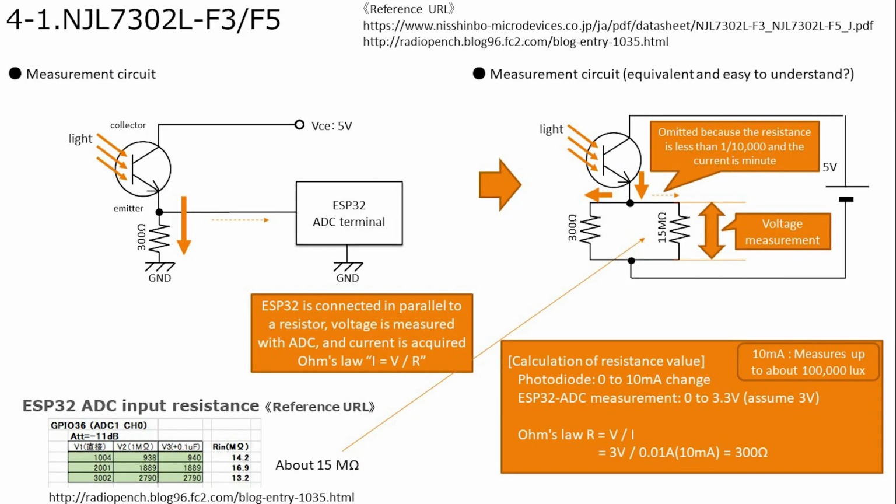Move on. Since it is difficult to directly measure the flowing current, the current is calculated by measuring the voltage applied to the resistor. If you know the voltage and resistance values, you can calculate the current using Ohm's law. The ADC circuit can measure up to about 3 volts, so 10 milliamperes max is 300 ohms. Also, current flows through the ESP32's ADC circuit itself, so I checked whether accurate measurements were possible. According to the site I referred to, the resistance of the ADC is about 15 megaohms, so it's about 1/10,000th or less, and I judged that there was no problem with the error level even if I ignored it.